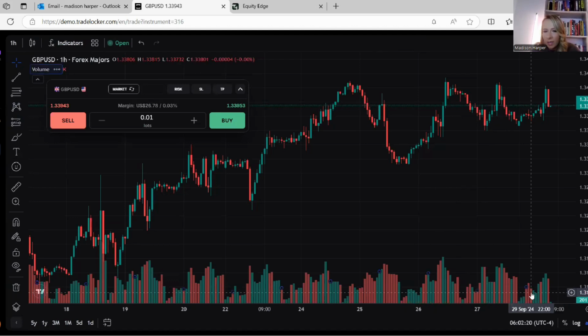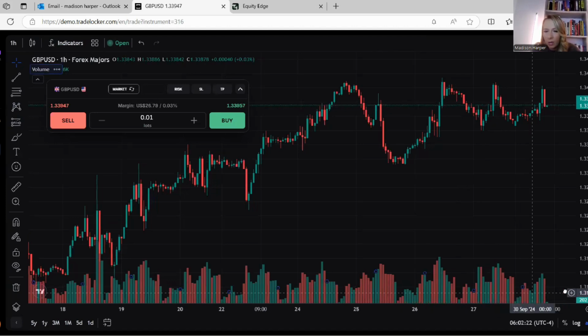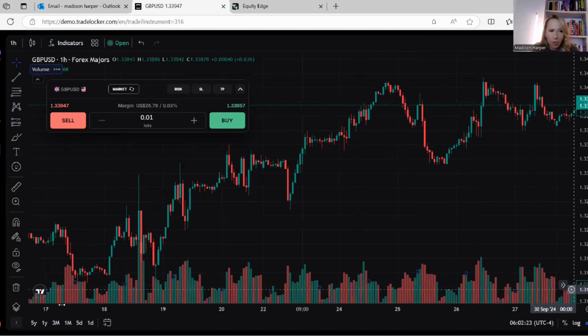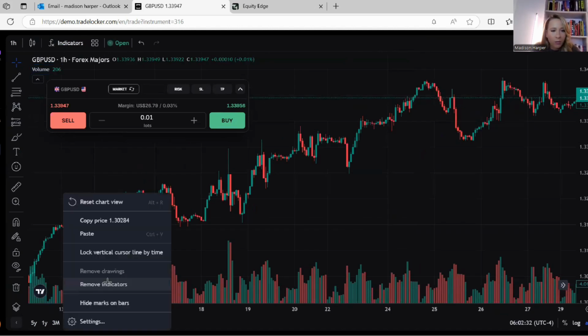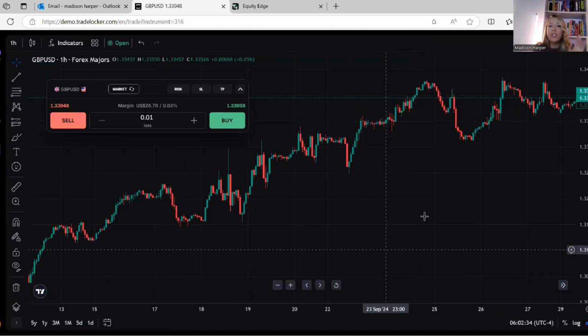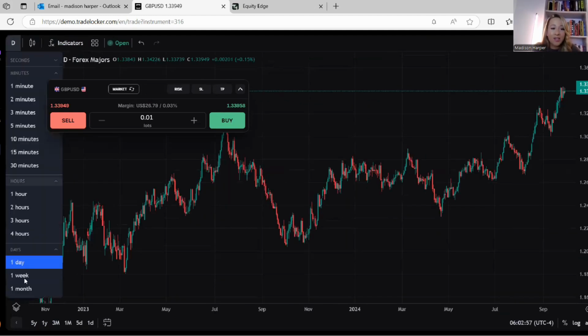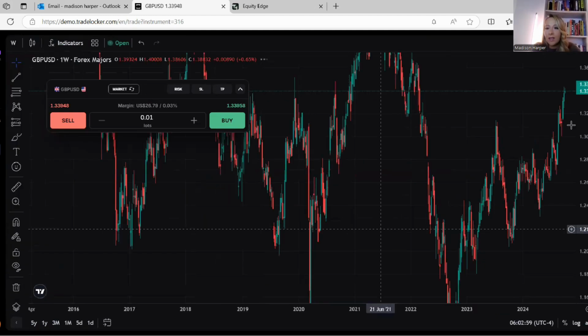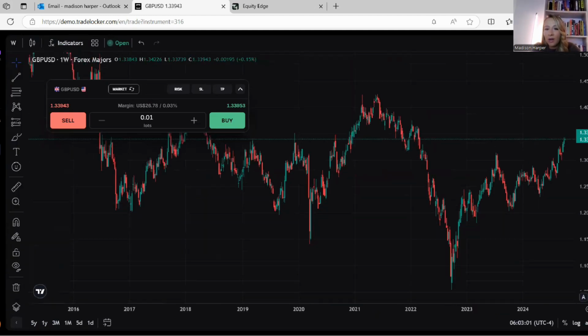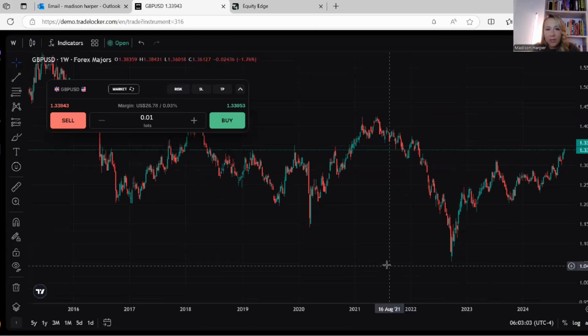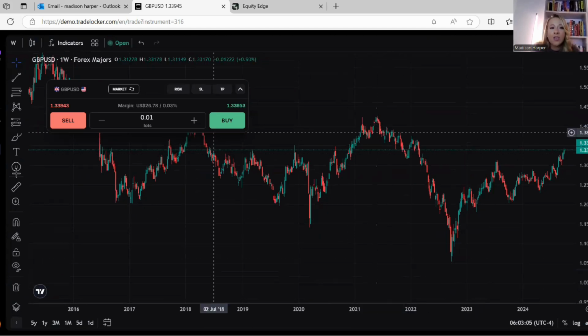These bars down here, I don't like these on my chart. Right click, remove indicators. There we go. So I just right clicked and it comes up with remove indicators. You know what? Let's go to the weekly. Let's do a bit of a top down analysis, and then you guys can see how I trade too.